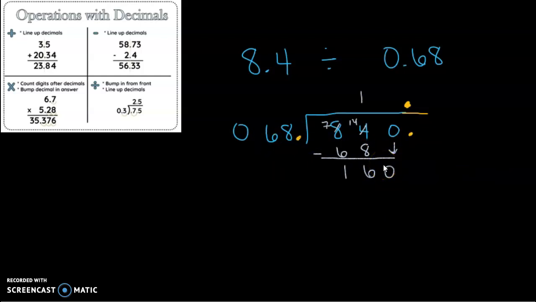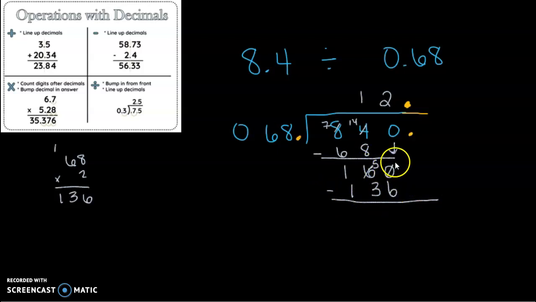68 into 160. I believe it goes in twice. Let's see, 68 times 2. 2 times 8 is 16. 2 times 6 is 12. Yep, that's 136. Subtract. We're going to have to borrow. 10 minus 6 is 4. 5 minus 3 is 2.